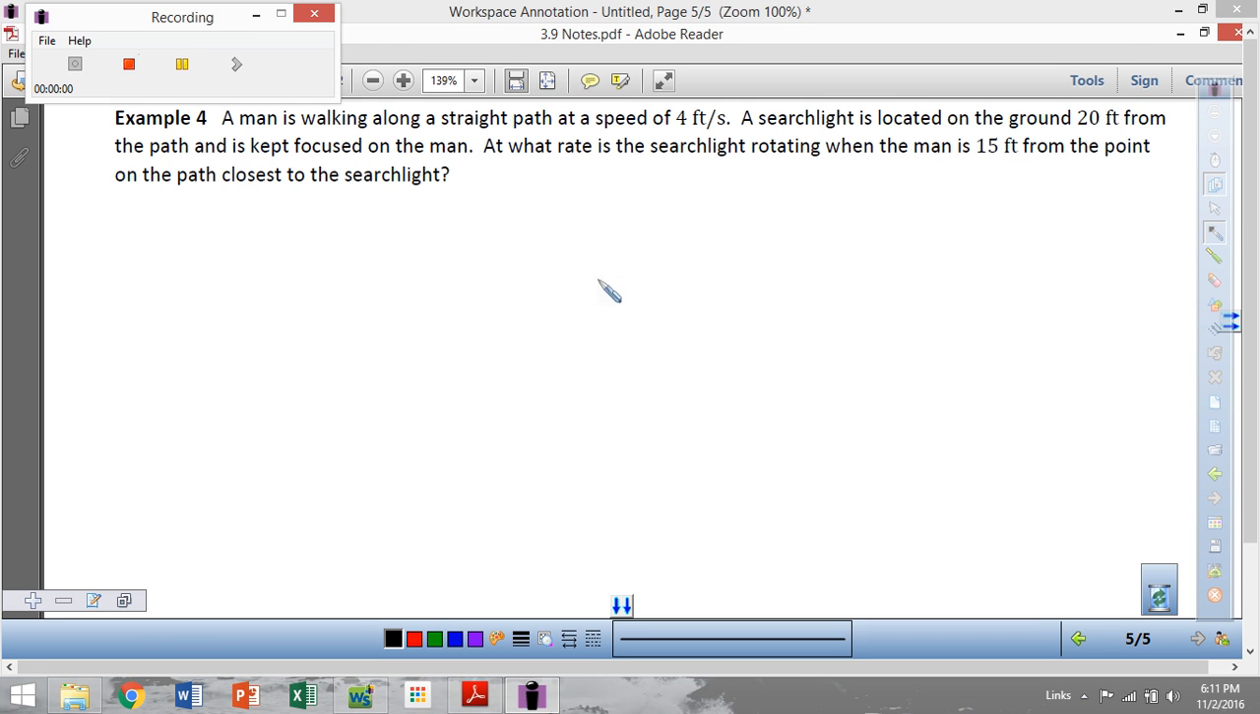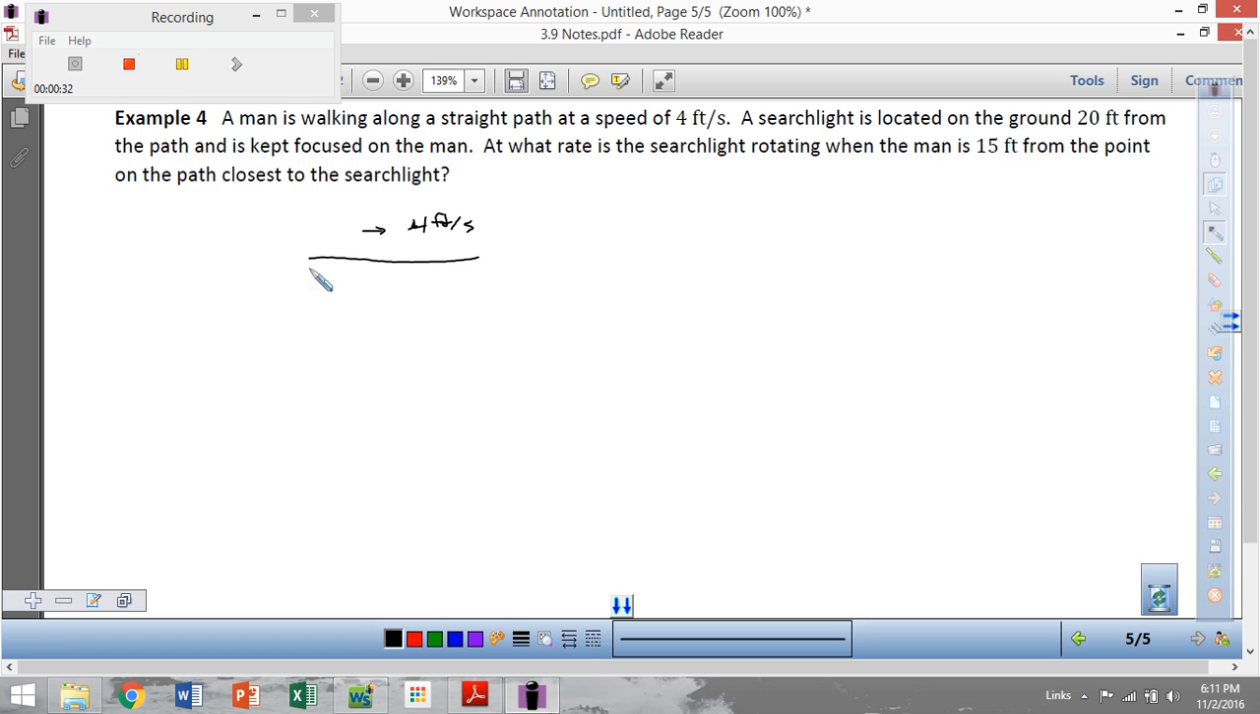Okay, this time we have a related rates problem that's going to deal with an angle. A man is walking along a straight path at a speed of 4 feet per second. A searchlight is located on the ground 20 feet from the path and is kept focused on the man. So this guy's walking along a path. The rate at which he's going along this path is 4 feet per second.